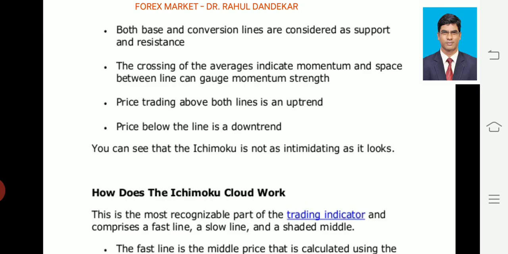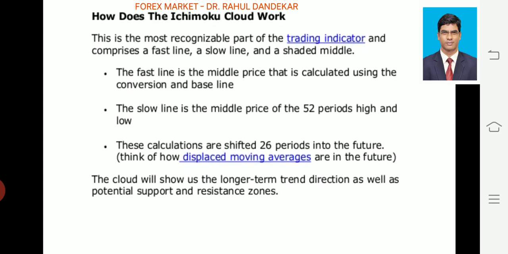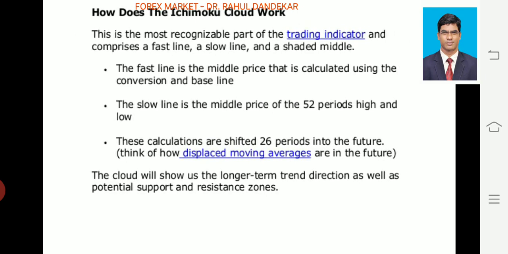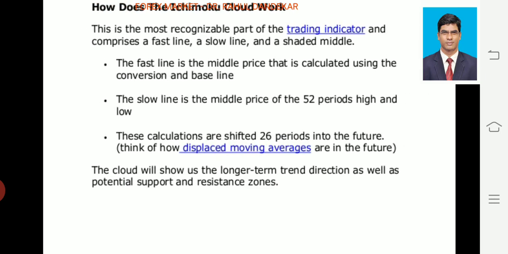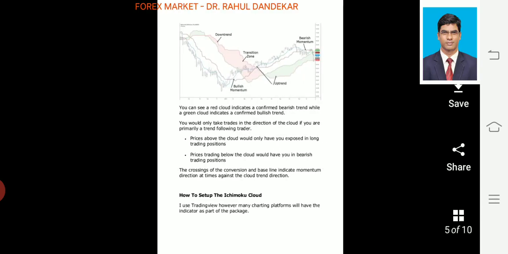How does the Ichimoku cloud work? This is the most recognizable part of the trading indicator and comprises a fast line, a slow line, and a shaded middle. The fast line is the middle price that is calculated using the conversion line. The slow line is the middle price of periods high and low. These calculations are shifted 26 periods into the future. Think of them as displaced moving averages in the future. The cloud will show us the longer term trend direction as well as potential support and resistance zones.